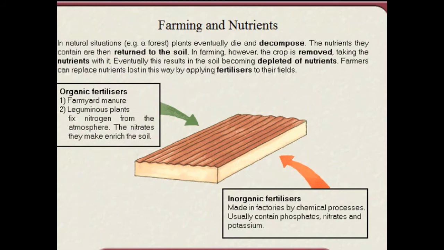Farming and nutrients. In natural situations, for example a forest, plants eventually die and decompose. The nutrients they contain are then returned to the soil. In farming, however, the crop is removed, taking the nutrients with it. Eventually this results in the soil becoming depleted of nutrients. Farmers can replace nutrients lost in this way by applying fertilizers to their fields.